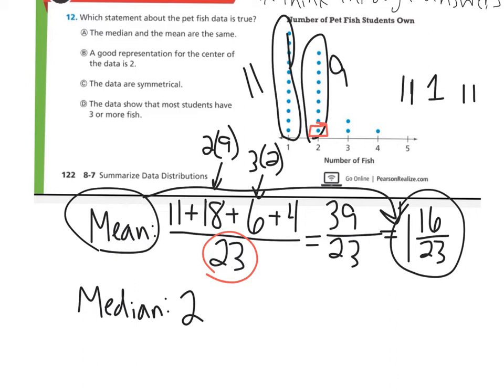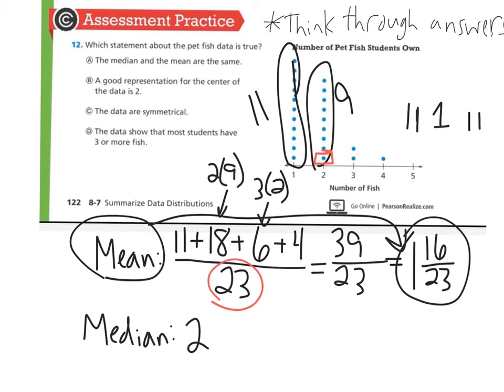B says a good representation for the center of the data is 2. Well, our median is 2, so we'll come back to that one in a minute. C, the data are symmetrical. Obviously this is not symmetrical. And D, the data show that most students have 3 or more fish. Well, only 3 out of 23 have 3 or more fish, so that doesn't make sense. So kind of just even reasoning this out, B is going to have to be our best answer choice.